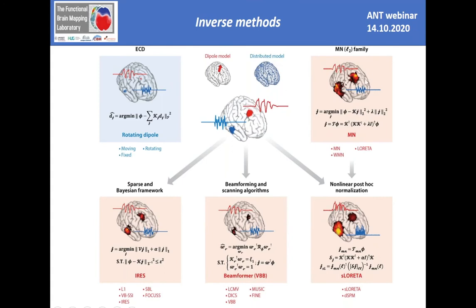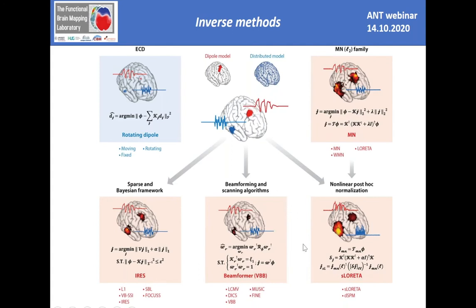So as I said, there is this classic family of minimum norm solutions that has different variants, and very related to this, there are also these nonlinear post-hoc normalization methods, including sLORETA, where you also have additional constraints somehow saying we want to have uniform power distribution, right?